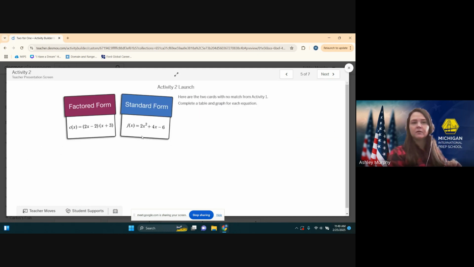Okay, so we have factored form, standard form. Complete the table and graph for each equation.